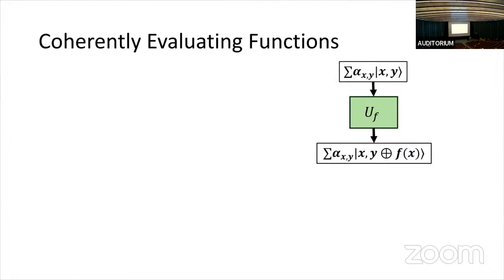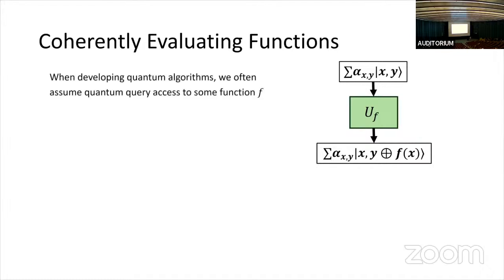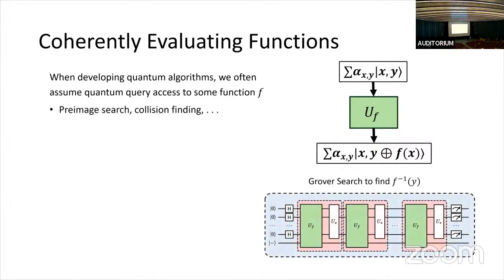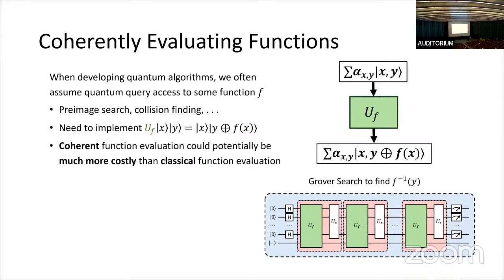So we're actually interested in a harder problem, which is coherently evaluating functions, that is, evaluating them in superposition. And this is a common task that we need to do because for a lot of the cool quantum advantages we want to use, we usually assume black box access to some function. In reality, though, we have to implement those oracles. And it can actually be much more difficult to design an efficient coherent quantum circuit for evaluating the function than it is to, say, design a classical algorithm to evaluate it classically. And this is in part due to the reversibility of quantum computation.